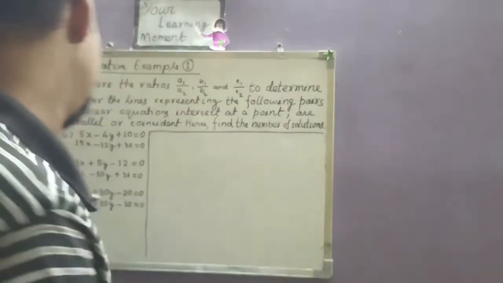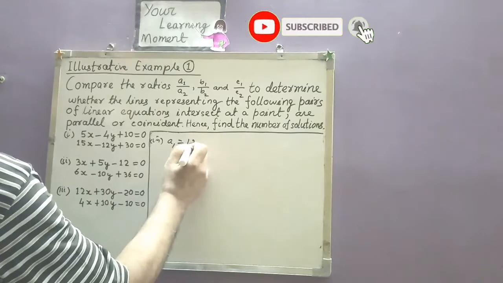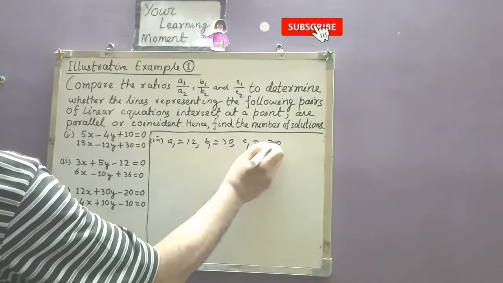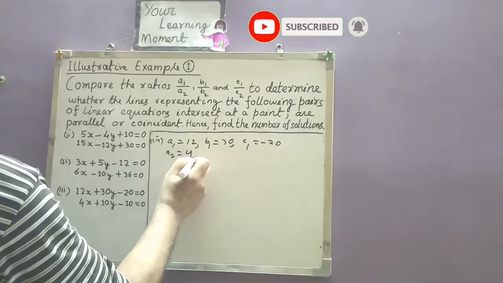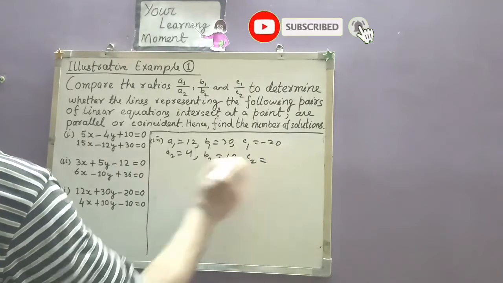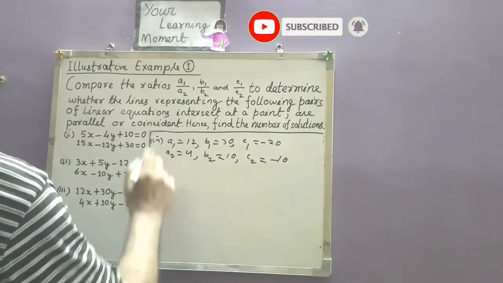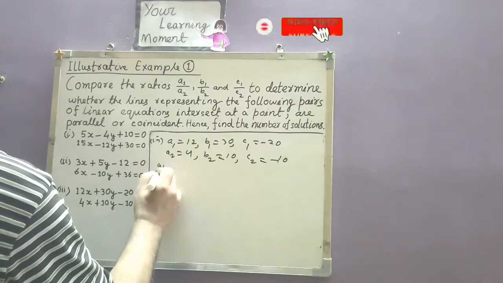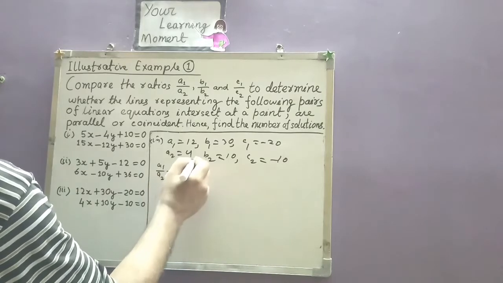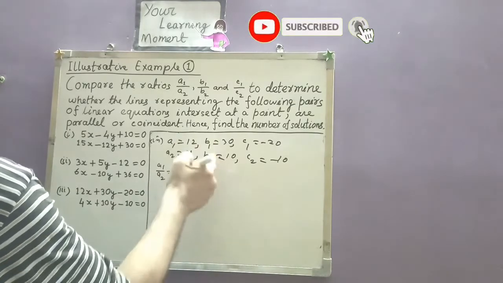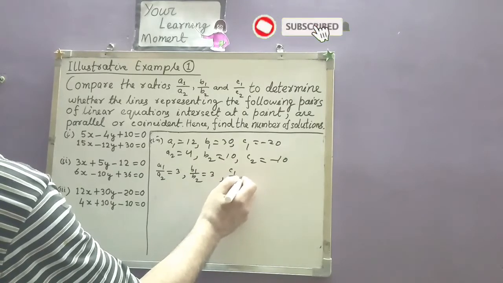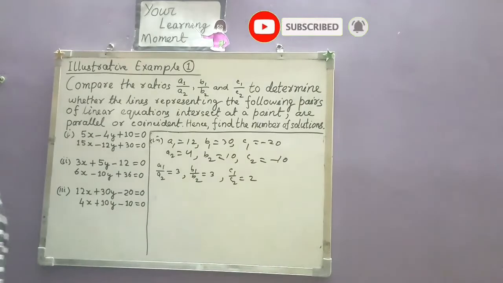In the third equation, a1 equal to 12, b1 equal to 30, c1 equal to minus 20, a2 equal to 4, b2 is 10, and c2 equal to minus 10. Now find the ratios. a1 upon a2 means 12 upon 4, that is equal to 3. b1 upon b2 is equal to 3. c1 upon c2 means here 2.